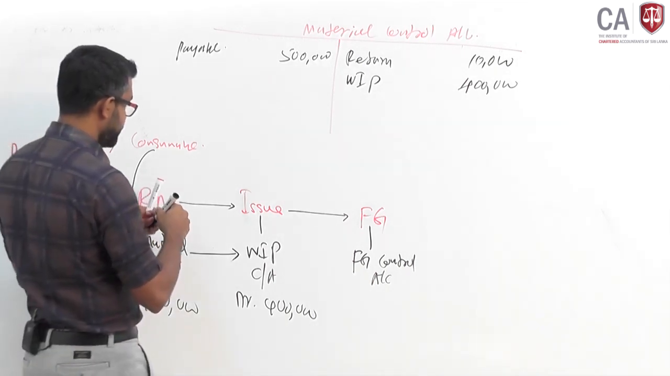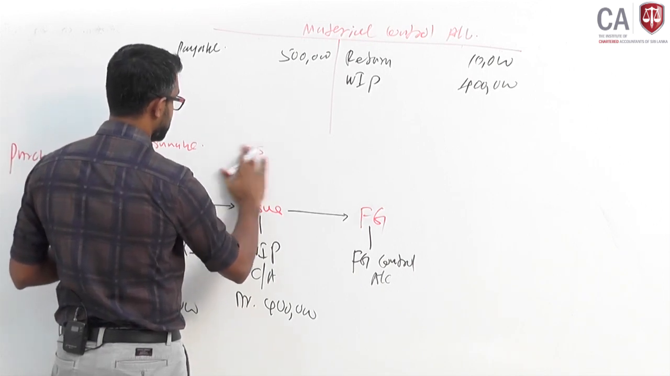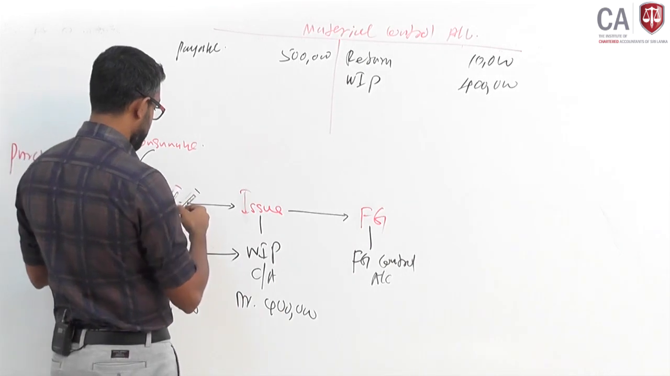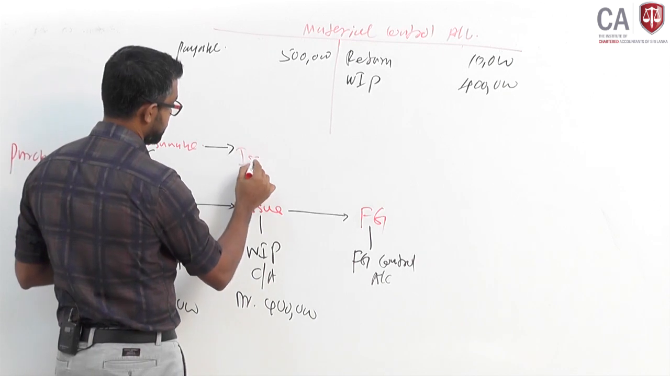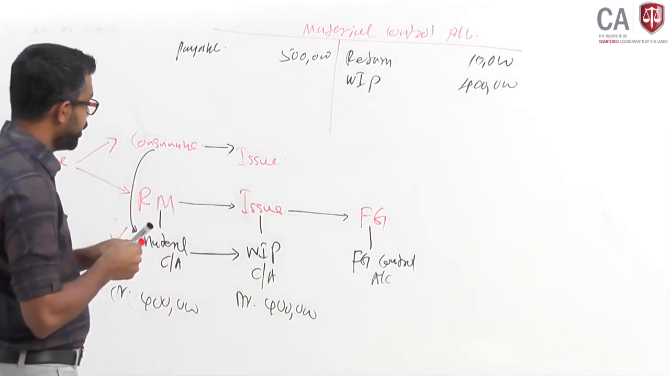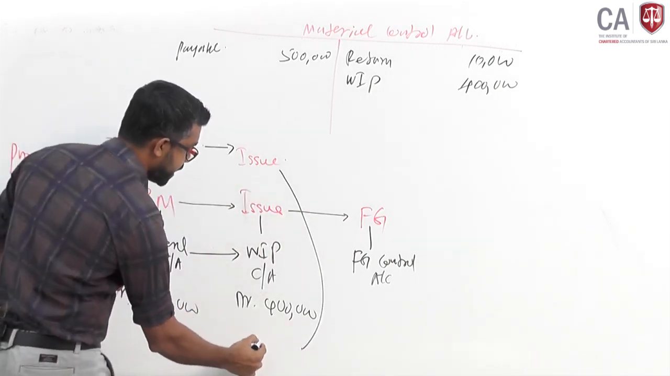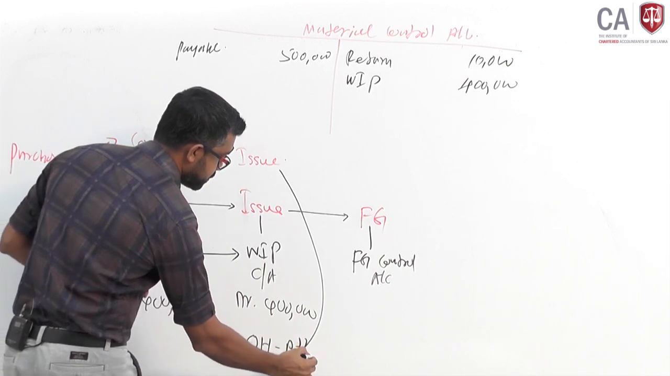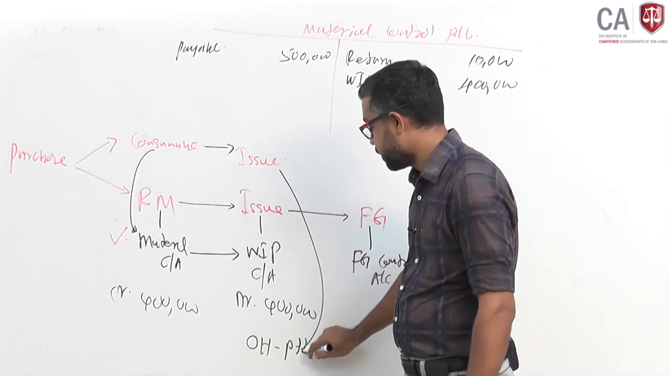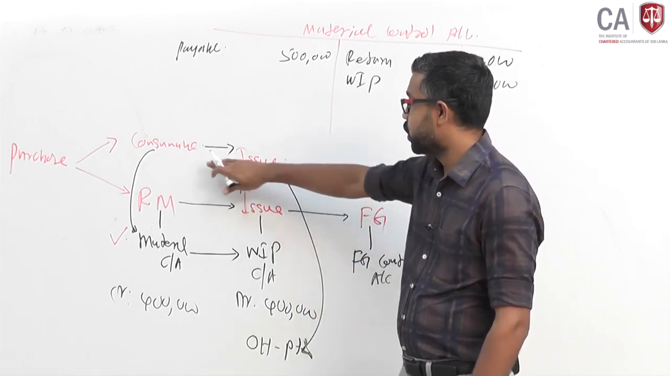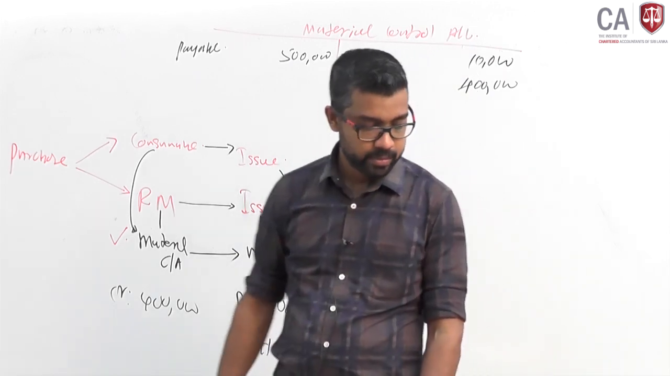But when you issue this, you will not record in WIP, but you will record in where? Overhead, P&L. This will not be a part of WIP, but part of what? P&L directly. So consumable issuance will be charged to production overhead, right?